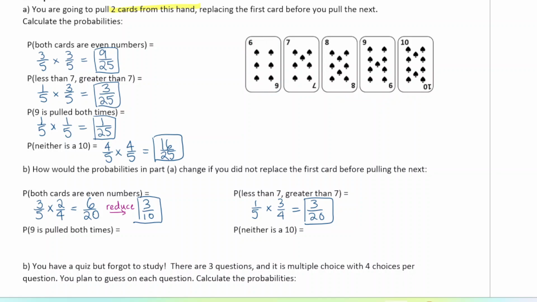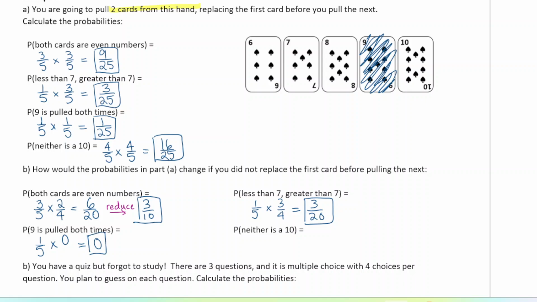Okay, now pull the 9 both times. So chance I pull the 9 the first time is 1 out of 5. Now the 9 is gone. So the chance that I pull a 9 the second time is actually 0, because I can't pull the 9. I'm already taking it out. So the chance of this happening is 0 if I don't replace the first card.